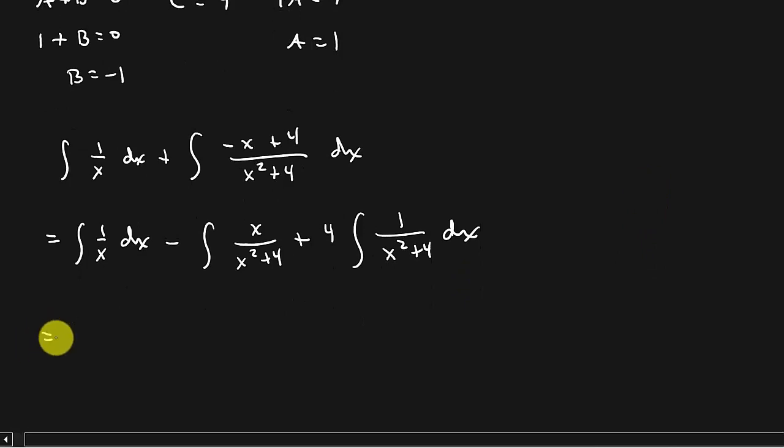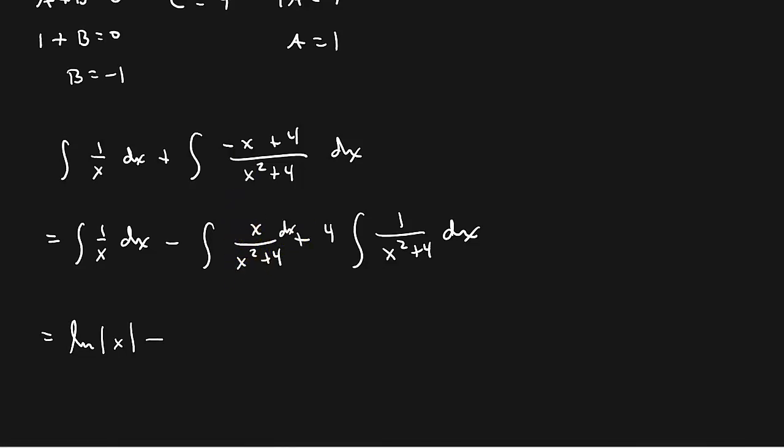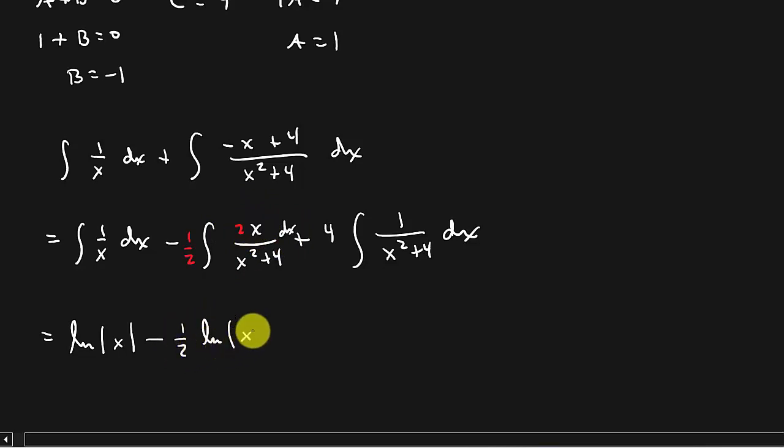Now, this is what? The natural log of absolute value of x minus, now what is this one? Well, what's the derivative of x squared plus 4? Derivative of x squared plus 4 is 2x. Oh, I forgot my dx here. Well, I'm missing a 2. So remember, we can multiply by 2, but then we have to come out here and multiply by a half. So when I do that, now I have the derivative of the denominator in the numerator. So that's going to give me 1/2 natural log absolute value x squared plus 4 plus 4 times.